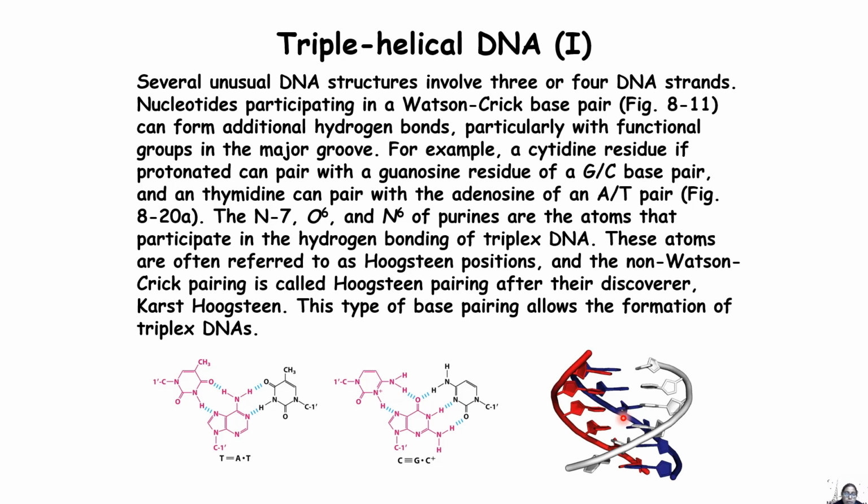Okay. Now the N7, O6 and N6 of purines are the atoms that participate in the hydrogen bonding of triplex DNA. So these atoms are referred to as the Hoogsteen positions, and the non-Watson-Crick pairing is called Hoogsteen pairing after the discoverer Karst Hoogsteen. This type of base pairing allows the formation of triplex DNA. So the Hoogsteen base pairing will allow the formation of any kind of triplex DNA.